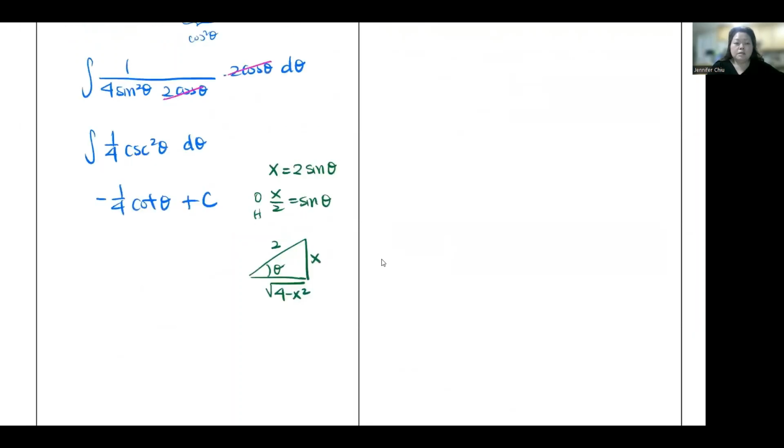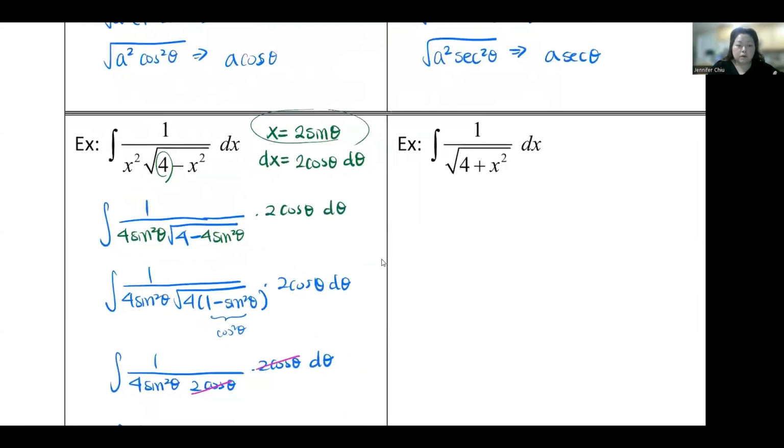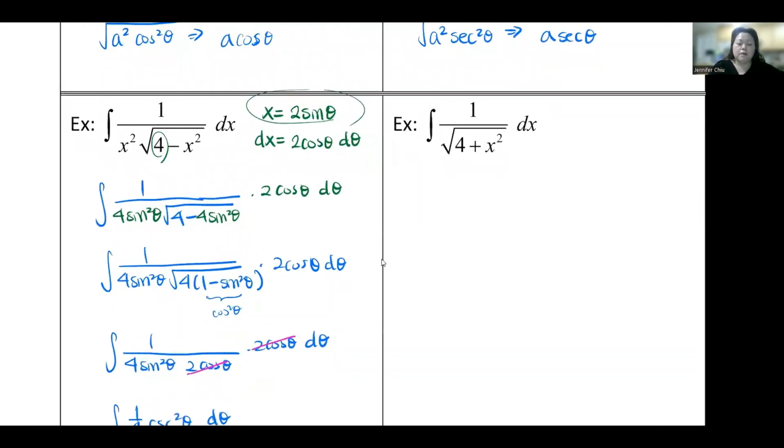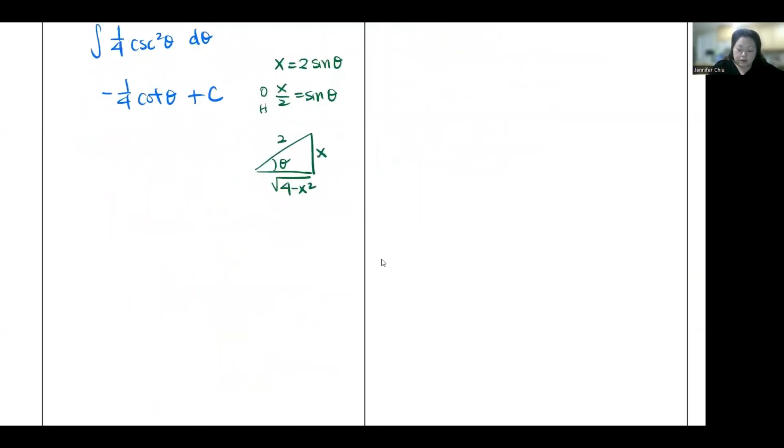And typically that missing side should match what you started out with in your original integral. So you see the 4 minus x squared. Okay, now we need to plug that back into my final answer. So negative 1/4 cotangent. Cotangent is adjacent over opposite. So then that would be adjacent 4 minus x squared over opposite x. And then you have your plus c. And that would be your final answer.